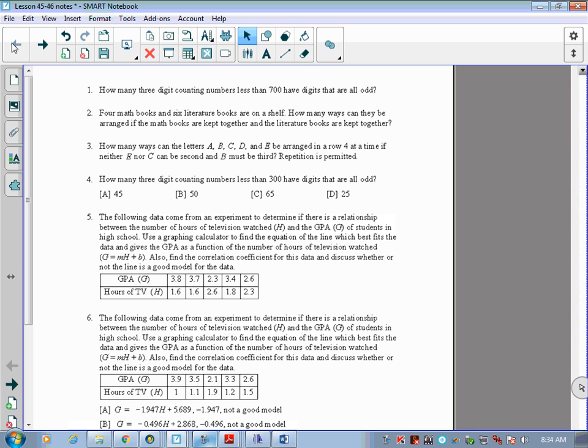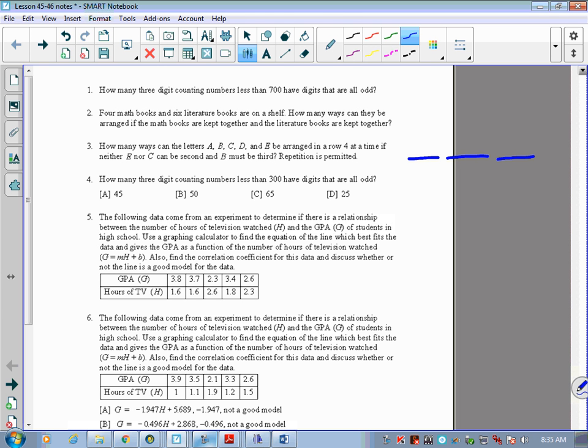Let's see. How many 3-digit counting numbers less than 300 have digits that are all odd? This is a nod back to question number 1. We could probably do this just right here next to it. 3-digit counting numbers that are less than 300 that have all the digits that are odd. Remember, 0 is an even number.